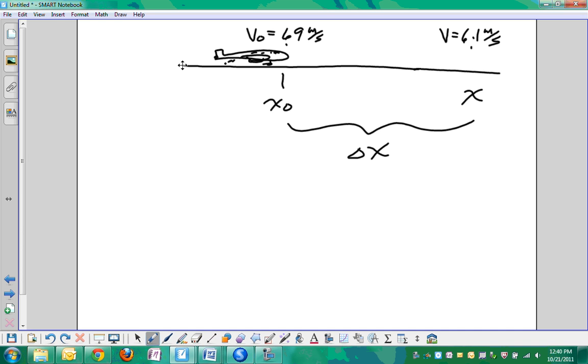And what do we ask for? The average acceleration, we're going to assume uniform acceleration. So average is the same as instantaneous, right? So average acceleration as we do this. And so let's write down first thing.